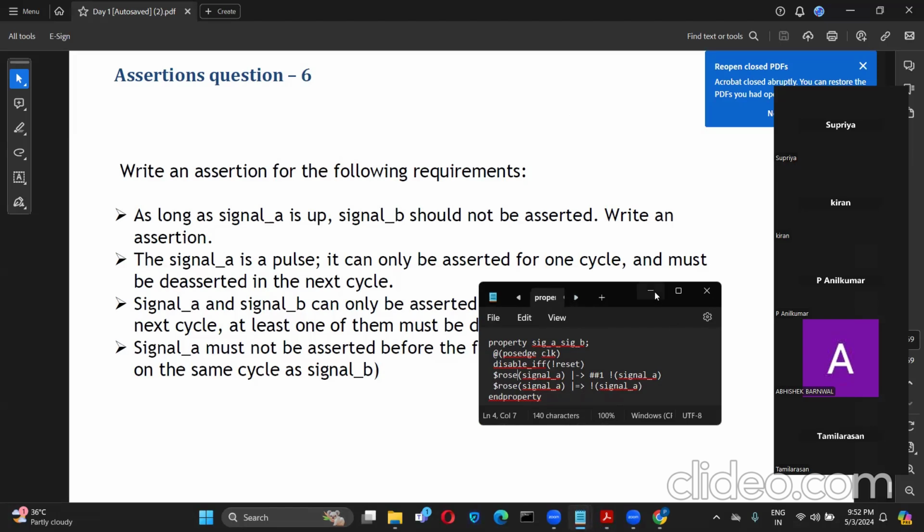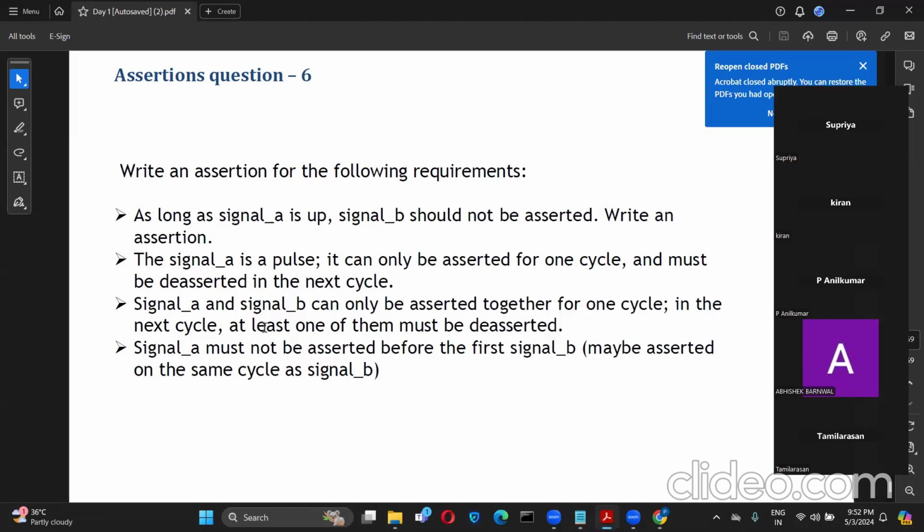And then we'll go to the third one: signal A and signal B can only be asserted together for one clock cycle. In the next cycle, at least one of them must be de-asserted. So how will you write this? A ##1 B for the first one. Only B. Asserted together for one cycle.